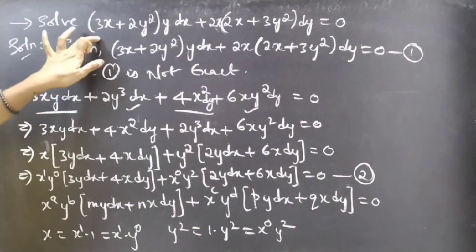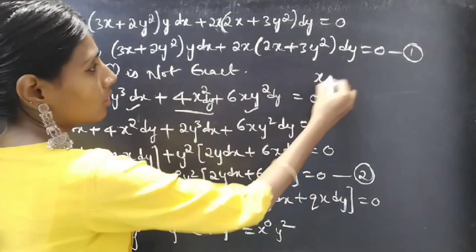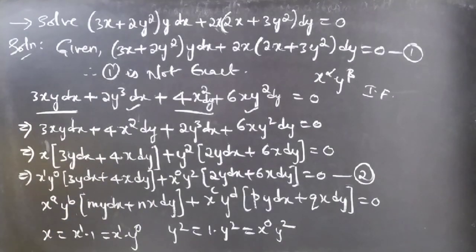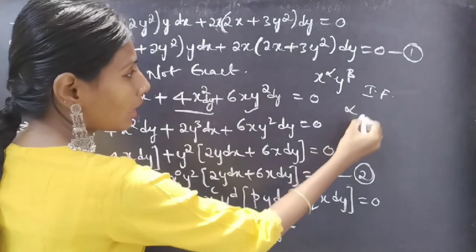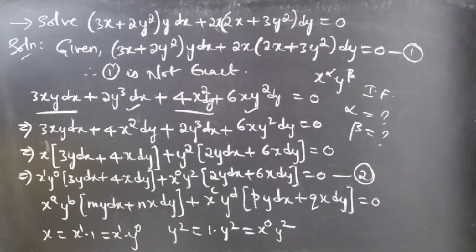Since the given differential equation can be written in this form, here x^alpha y^beta will be our integrating factor. Okay, so here we need to find alpha and beta. We'll use the integrating factor to make the given differential equation an exact equation, and later we'll find the general solution to the given equation using the general solution formula of an exact equation. Okay, let's see that.